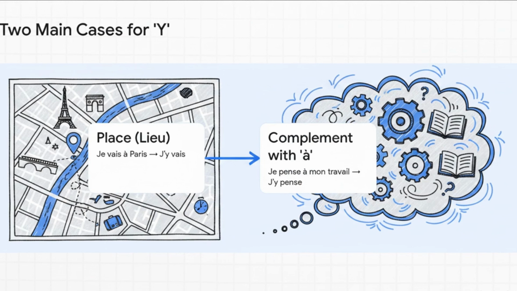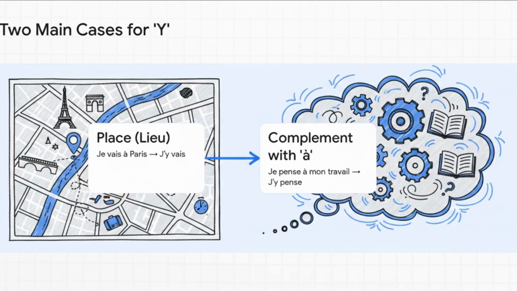There are really two big jobs for y. The first one, and this is the big one, is for a location. You say, je vais à Paris. I'm going to Paris. You just swap that whole location out and say, j'y vais. I'm going there. Super straightforward. The second job is for things, and this is important, just things, not people, that come after a verb with à. So if you're thinking about your work, je pense à mon travail, you can shorten that to j'y pense.